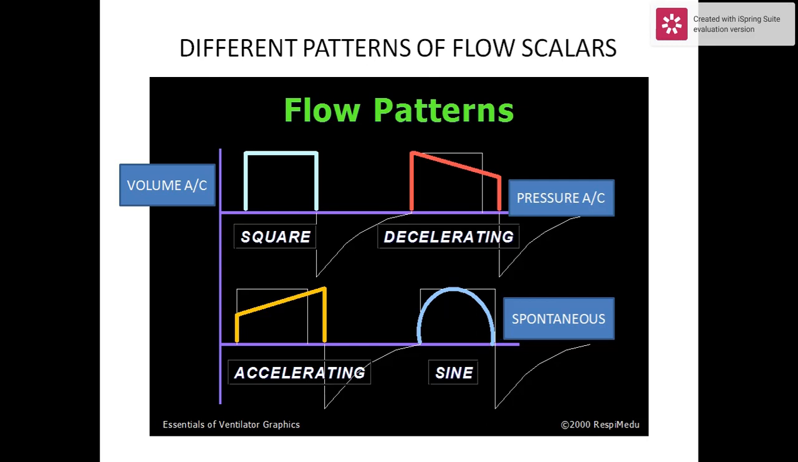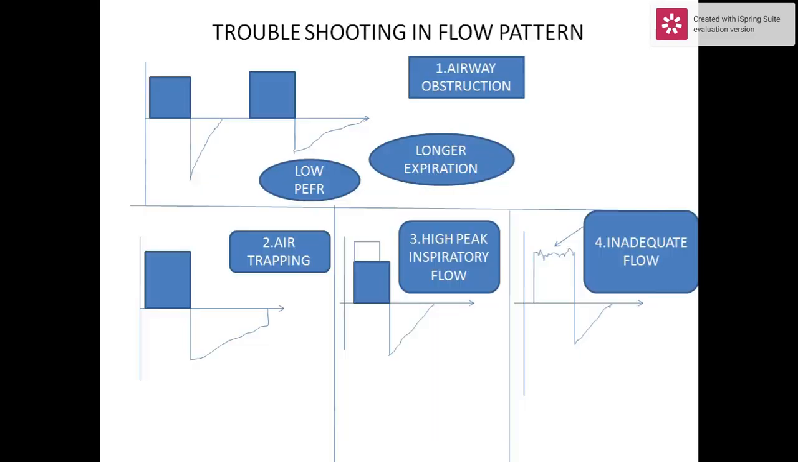So after knowing the basics of flow patterns, we need to know how we can use these patterns in day-to-day troubleshooting. I have selected four troubleshooting patterns which we come across routinely in practice. This is a pictorial representation. Later I will show you the ventilator graphics. As I told you, square type: beginning of inspiration, peak inspiratory flow rate, then comes your expiration. Here is the peak expiratory flow rate and it comes back to the 0.